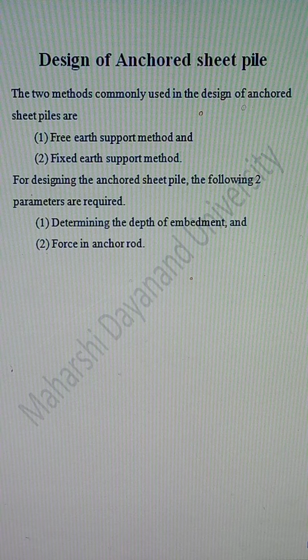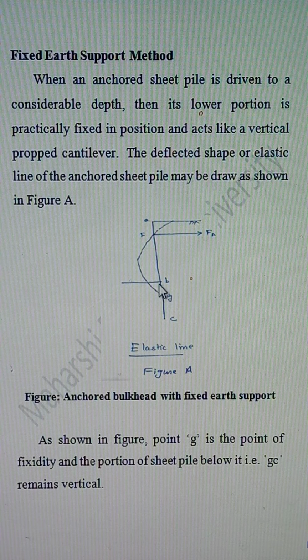Today we will discuss the design of anchor sheet pile. As we know, there are two methods to design anchor sheet pile: first, the free earth support method, and second, the fixed earth support method. By these two methods, we can determine the embedded depth of sheet pile and the anchor force in the tie rod. Today we will discuss the fixed earth support method.